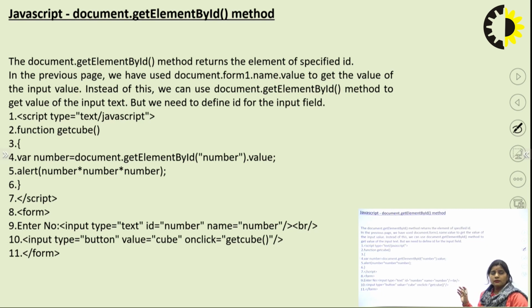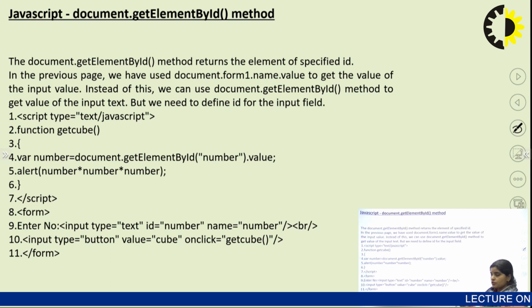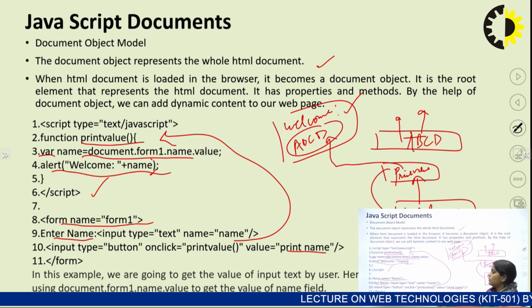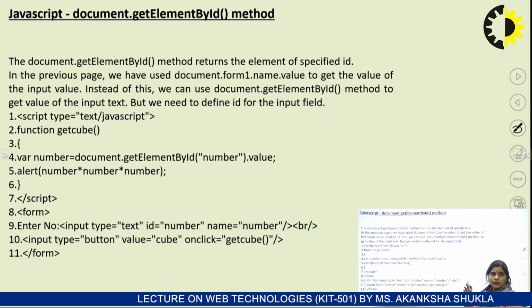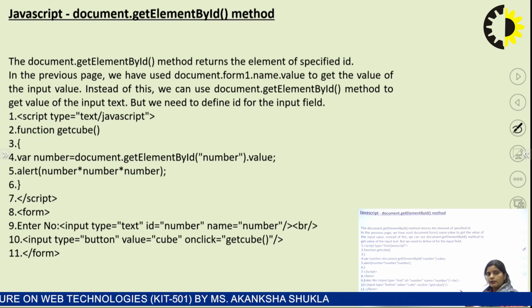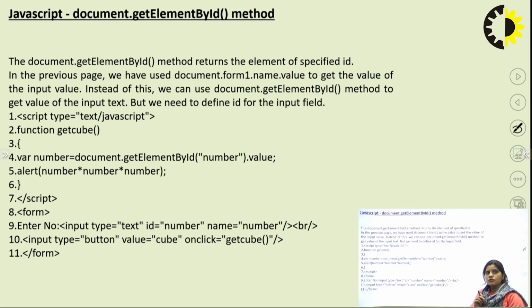The second method is that you can also fetch the value by using the getElementById method. Here we are using the form1.name.value method, and here we are using the getElementById method. The document.getElementById method also returns the values, but it returns the element of the specified id only.